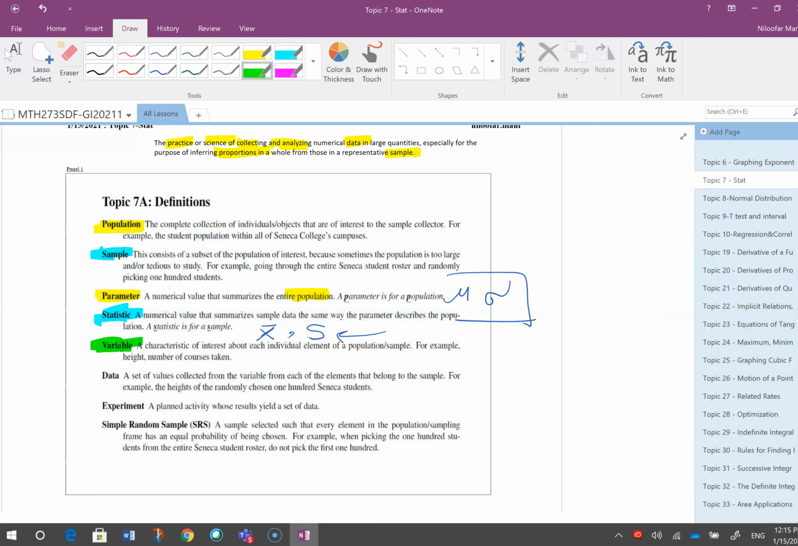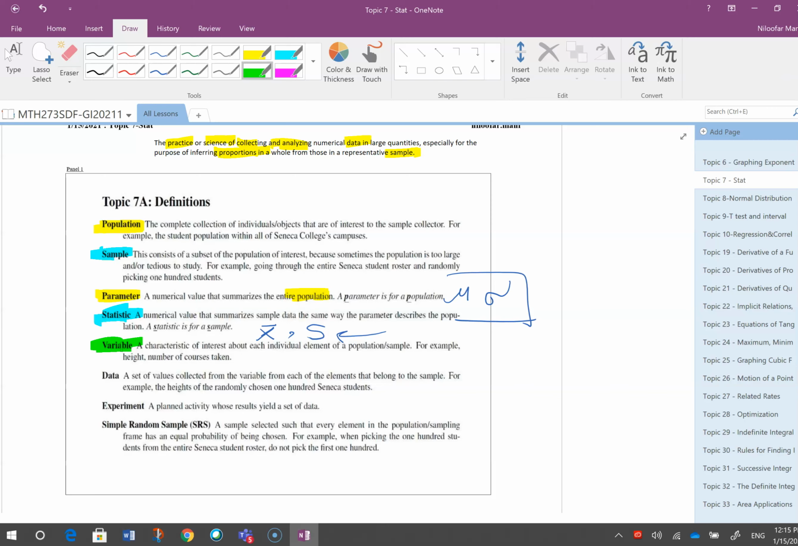Data is all the information you collect from the sample. That will be the data that you have. An experiment is the process of collecting all these data, the process of all the activities you do on the data.